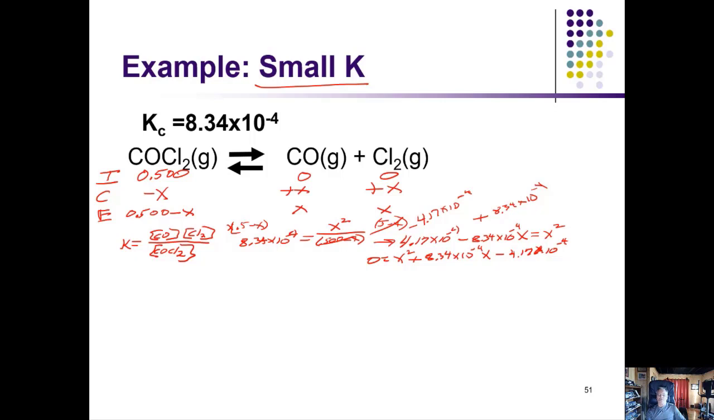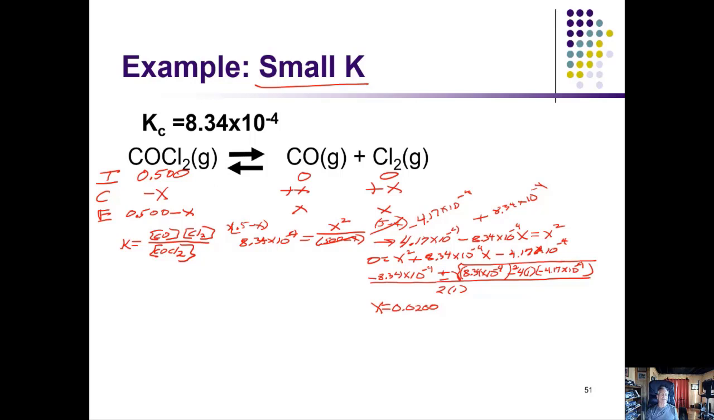And now, in order to solve that, I'm going to need to use the quadratic formula. So I used the quadratic formula, which is minus b plus or minus the square root of b squared minus 4ac, all divided by 2 times a. And when I did that, I got an x value of 0.0200. All right, so that is my x value using the quadratic formula.